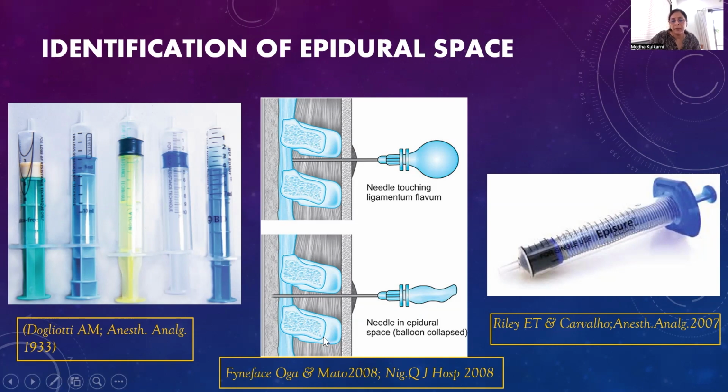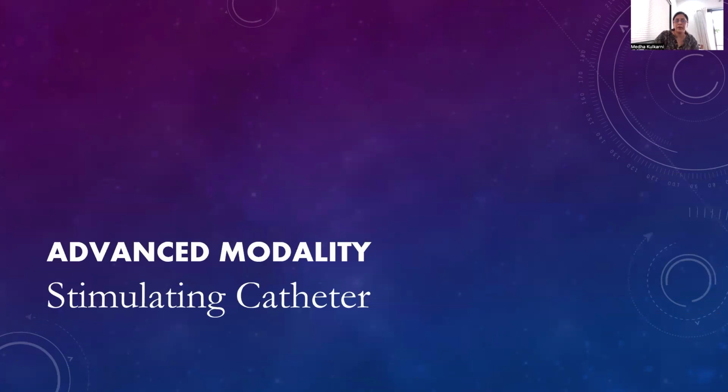Fine, Face, Ogawa and Mato described this epidural balloon, which, as the needle advances and pierces the ligamentum flavum to enter the epidural space, gets deflated and indicates the precise positioning of the needle tip within the epidural space. So this is one modality. And there is the Episure syringe, which has a reinforced piston with a spring, and this provides a very consistent pressure as the needle advances into the epidural space. So these are the various gadgets which can be used for identification of the epidural space.